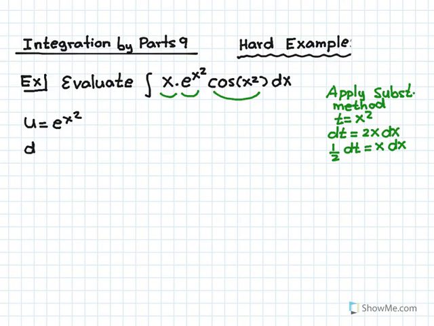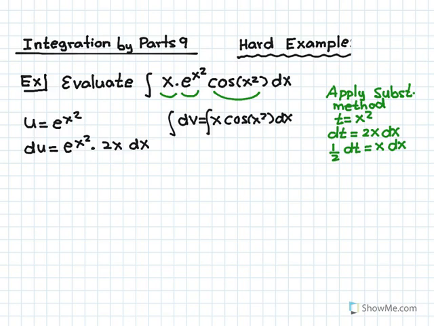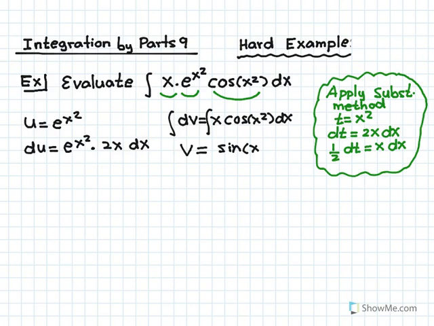Its derivative du is equal to e to the x squared times 2x dx, applying the chain rule, differentiating the exponent. dv is what is left over. dv is equal to x cosine of x squared dx. If you integrate both sides, we can apply the substitution technique using t equal to x squared, and differentiate that to get dt equal to 2x dx. Divide by 2, and you get 1/2 dt equal to x dx. If we carry out this integration, we get v equal to sine of x squared divided by 2. Let's put this in a box.